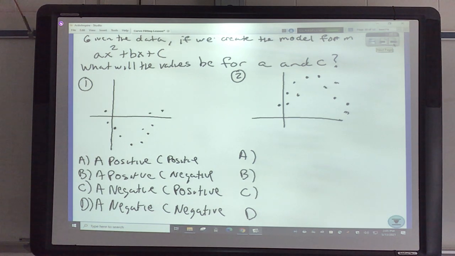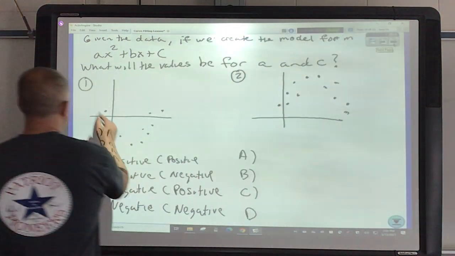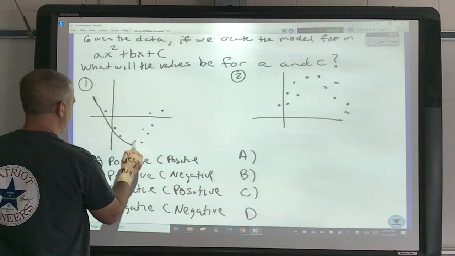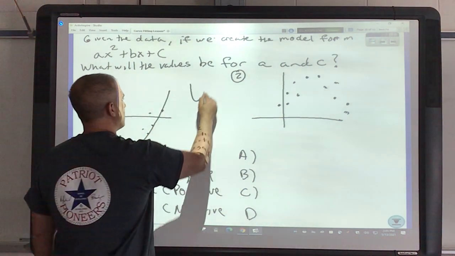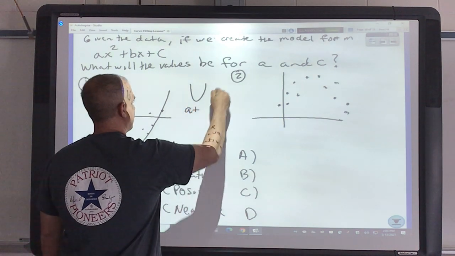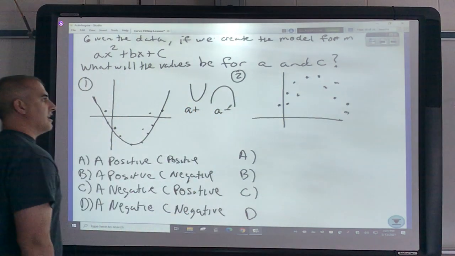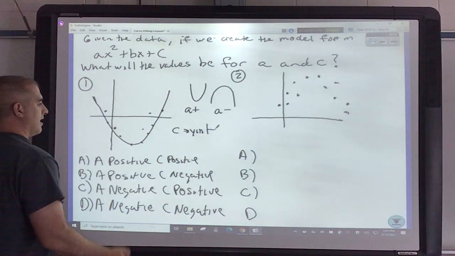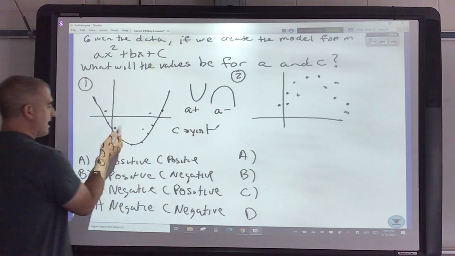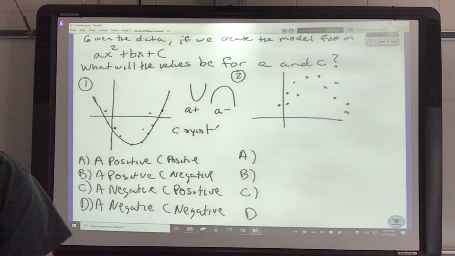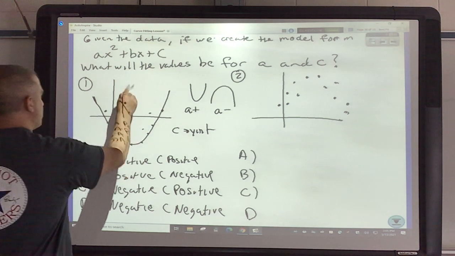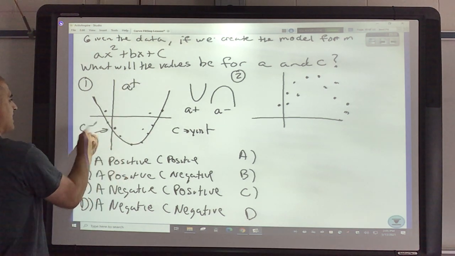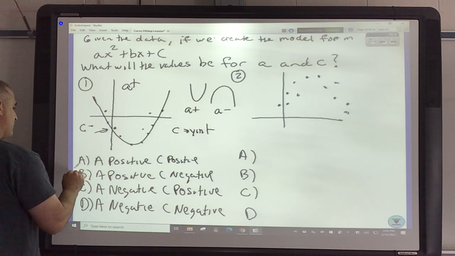It says, given the data, if we create the model for ax squared plus bx plus c, what will the values of a and c be? The idea is that you trace this. If the graph looks like this, the a will be positive. If the graph looks like this, the a will be negative. Now, the c is representative of the y-intercept. If it crosses negatively, this is very similar to the correlation questions. So what about this one? This would be a positive, and c negative, because it crosses below. So that's why this answer would be B.